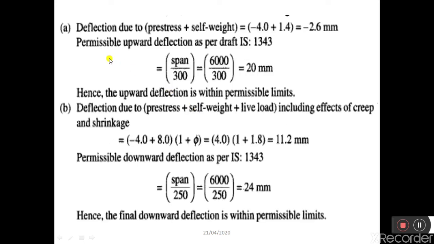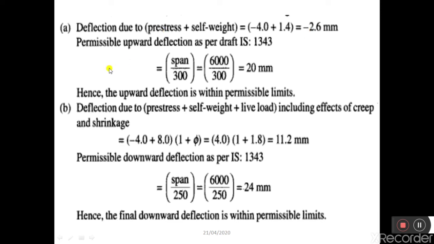Now coming to the first condition, deflection due to pre-stress plus self weight. What is the deflection due to pre-stress plus self weight? It is minus 4 plus 1.4. So the total deflection is minus 2.6. The minus sign indicates that the deflection is in upward direction.